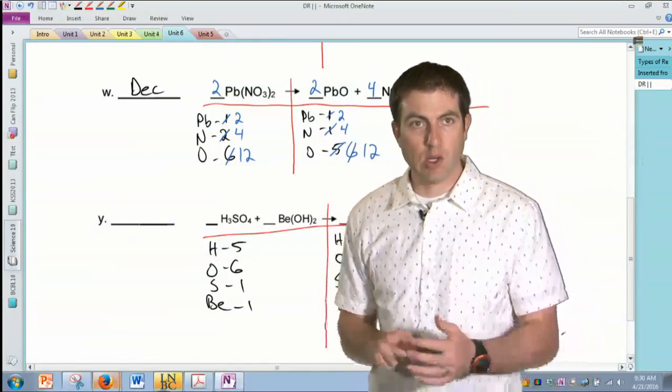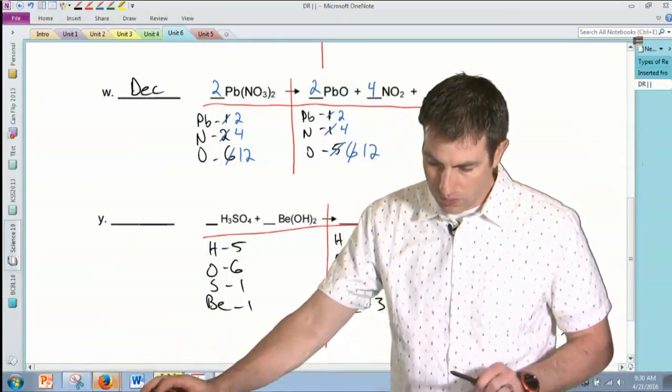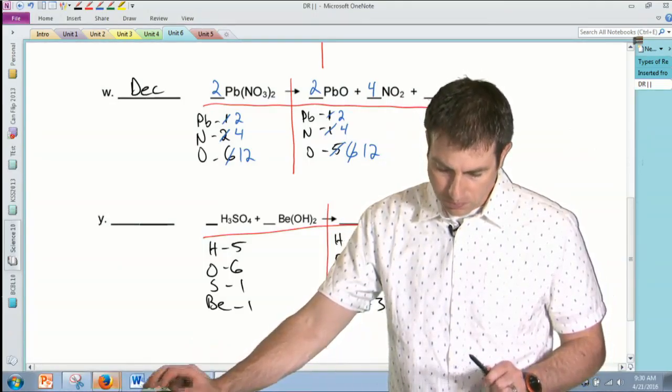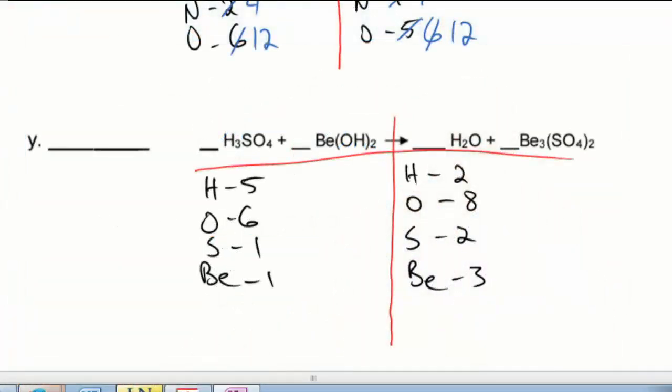All right, where to start, where to start? I don't think it really matters where we start. This is looking like a pretty messy one. Oxygen's kind of working out. That should be 9. I'm gonna make these oxygens even right off the bat, so I'm gonna put a 2 here. That changes that to 8, and now I have 10 oxygens. So that'll do. Hydrogens aren't balanced.